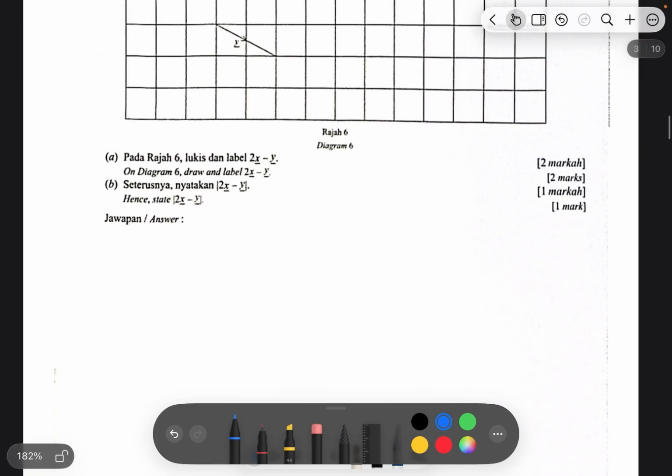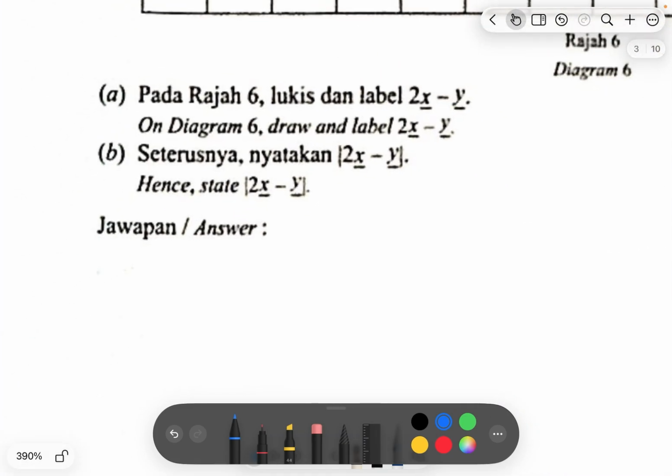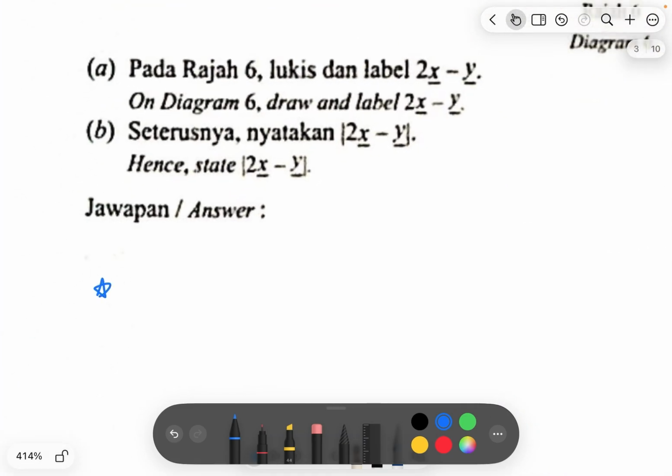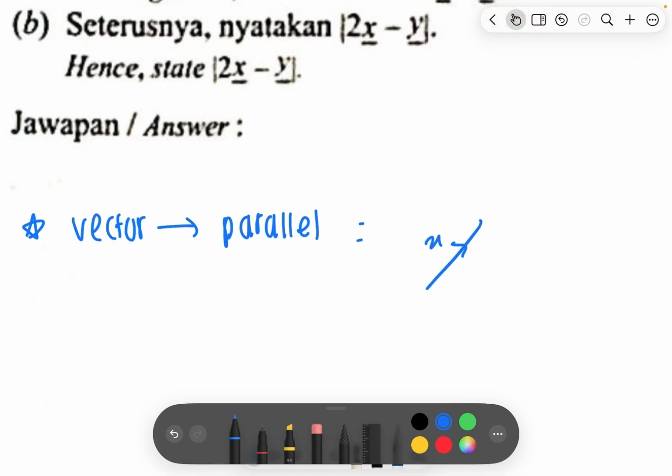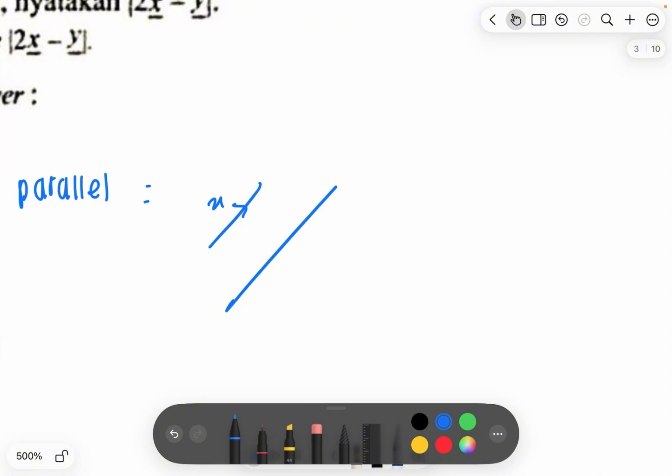Okay, so now draw and label 2x minus y. Okay, this is form 4 chapter 8 vector. What you have to know when you want to draw a vector, it must always be parallel. What does parallel mean? It means that if you're drawing x and you want to draw 2x, it has to be parallel.